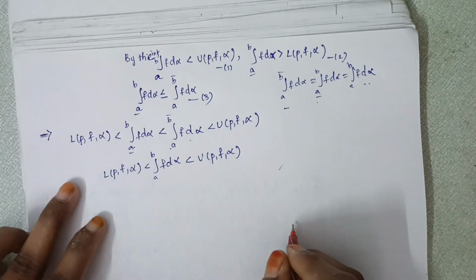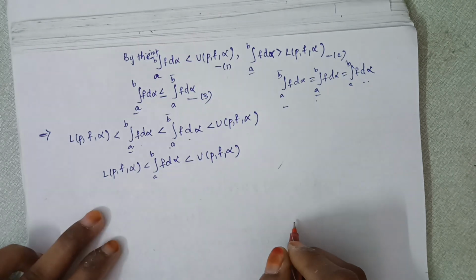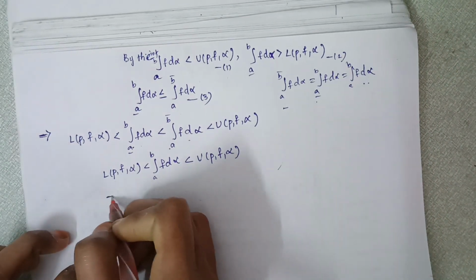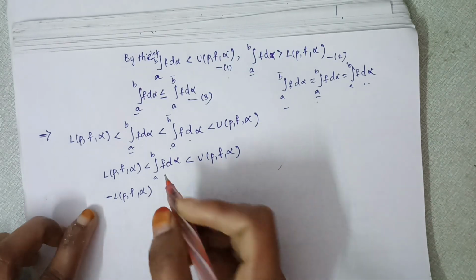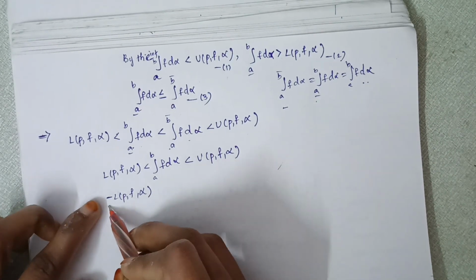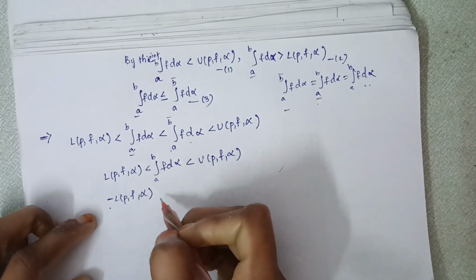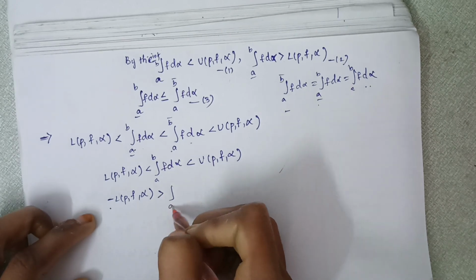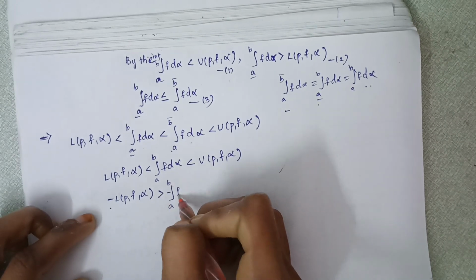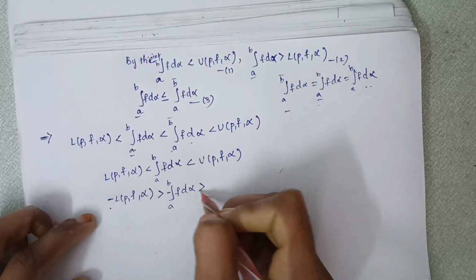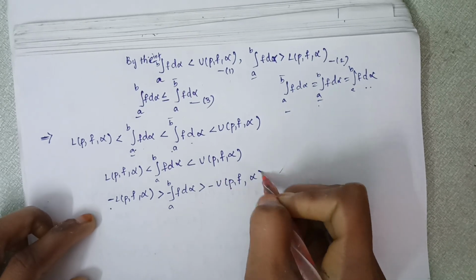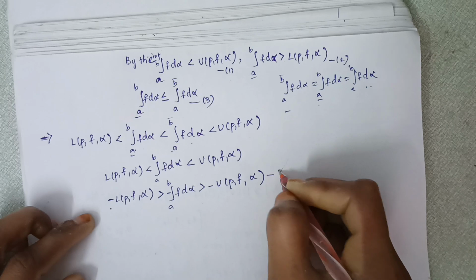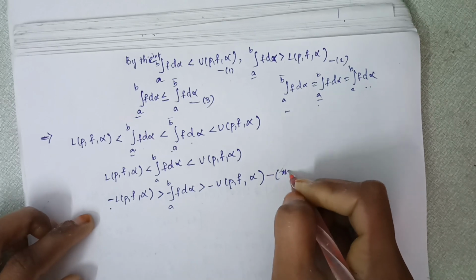So I am multiplying with minus, I get minus L of P, f, alpha, and when I multiply with the minus, then the inequality changes, therefore greater than integral a to b f d alpha greater than minus U of P, f, alpha, and consider it as equation star star.